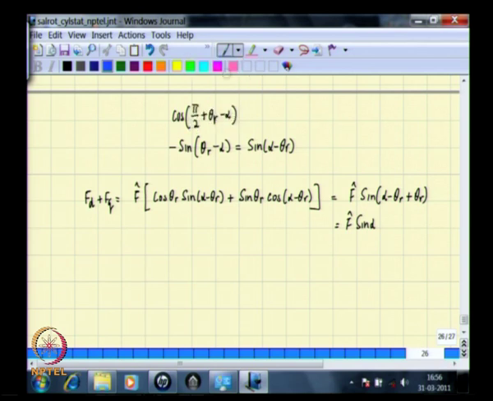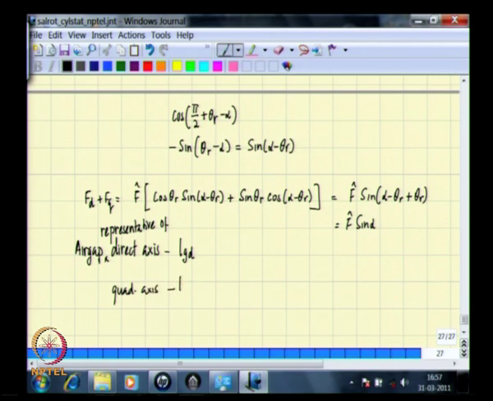Now, having come this far, let us see what we would do to arrive at the fluxes that are generated. Let us say that the air gap representative of the direct axis is LGD. LG was the air gap that we had used here. We use the suffix D to represent the direct axis, and then the air gap representative of the quadrature axis, let us call it LGQ.